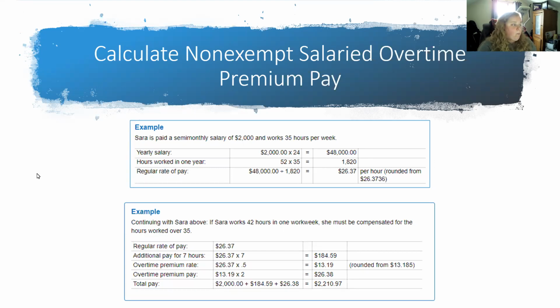Okay, so if Sarah is paid a semi-monthly salary of $2,000 and works 35 hours per week, then her yearly salary is going to be 2,000 times 24. Again, there's 24 semi-monthly pay periods in a year, so that's why we're multiplying by 24. So her annual salary would be $48,000 a year.